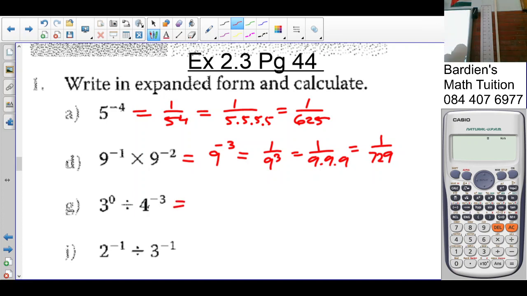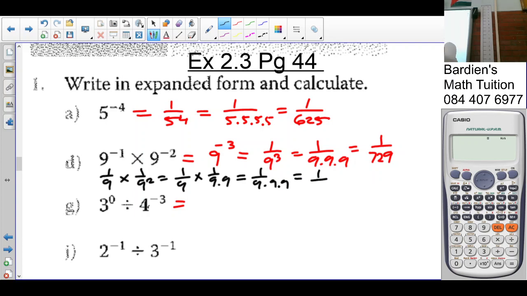Yeah, there's more than one way of doing it. I could have written this first as 1 over 9 times 1 over 9 squared, which is 1 over 9 times 1 over 9 times 9, which is 1 over 9 times 9 times 9, which is 1 over 729, which is the same thing.